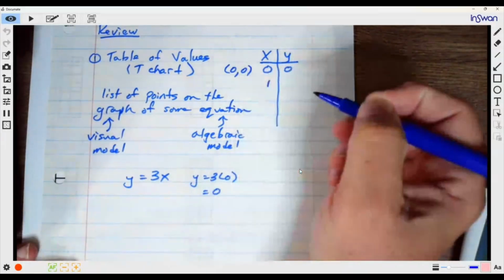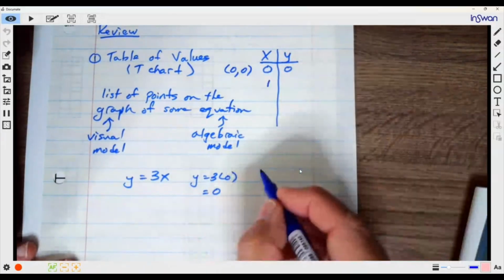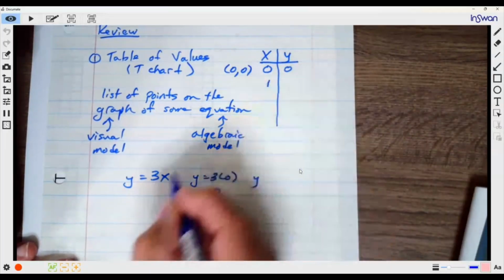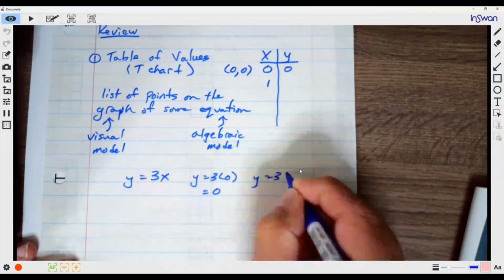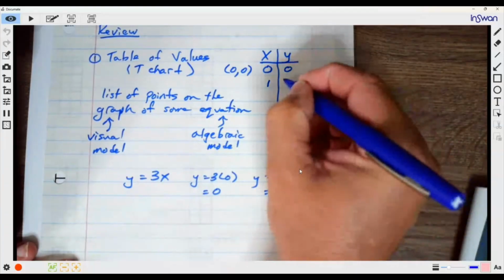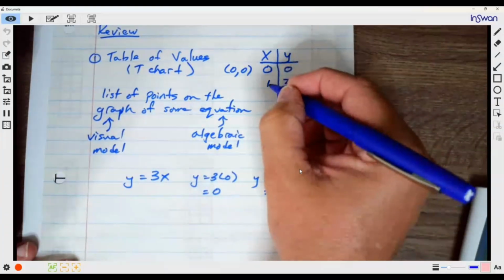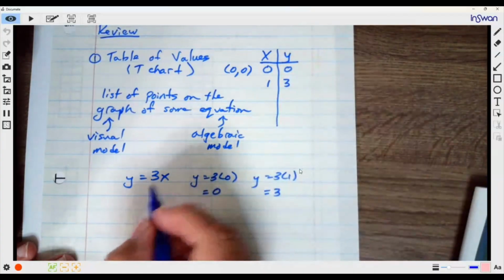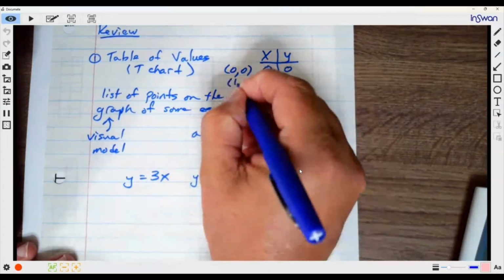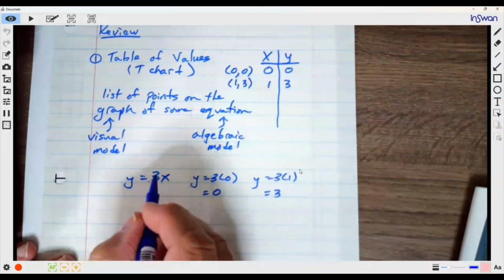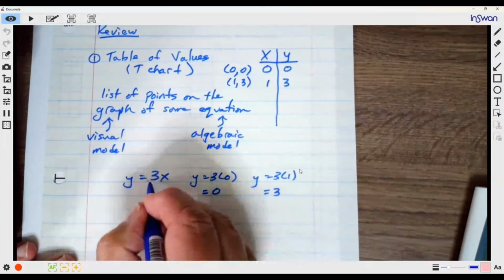That also means that the point 0, 0 is on the graph of this equation. We pick 1, put 1 in for x. We get y equals 3 times 1. 3 times 1 is 3. When x is 1, y is 3 in this equation. That means the point 1, 3 lies on the graph of this equation.